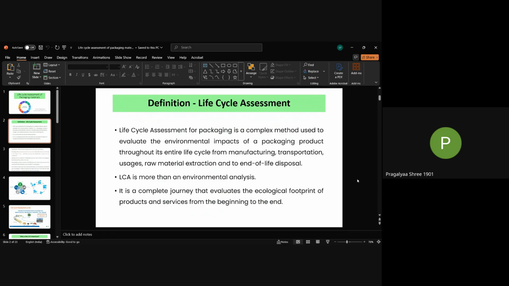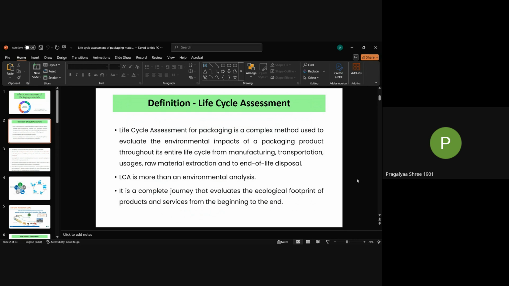This life cycle assessment is more than an environmental analysis, because we manufacture, then transport, use, and then dispose of the packaging onto the land. We are going to study what type of impact it creates on the environment. It is a complete journey that evaluates the ecological footprint of products and services from the beginning to the end of the packaging material. So it's a journey of the packaging material from manufacturing to disposal. In short, you can call this life cycle assessment.